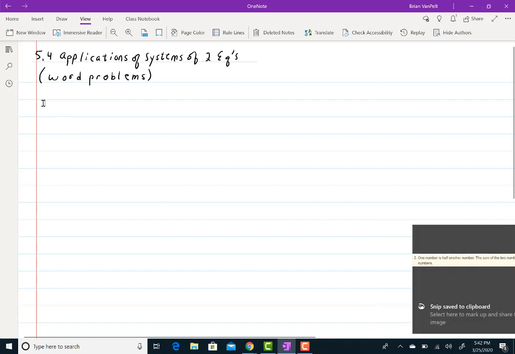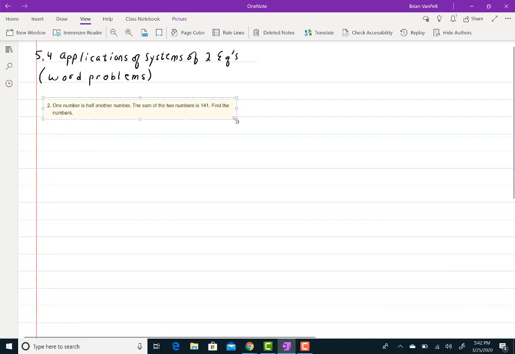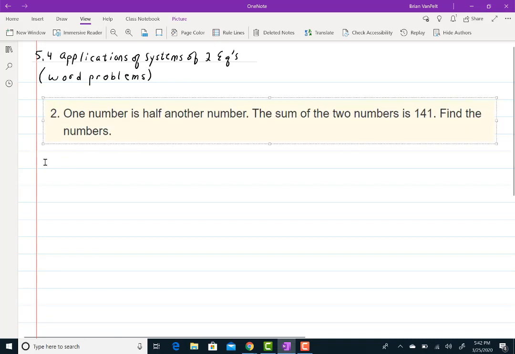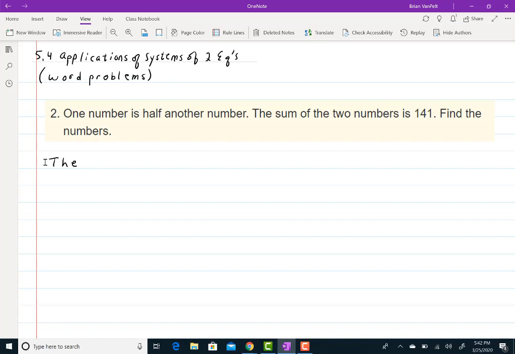So let me go ahead and paste the first one, which is problem number 2, in case you're trying to find out where they are in the book. And what we have here is that one number is half another number. So you can see there's two unknowns into play here. The sum of the two numbers is 141. Find the numbers. So what I could do is this. The numbers are x and y. So I want to figure out x and y, and then I can proceed.